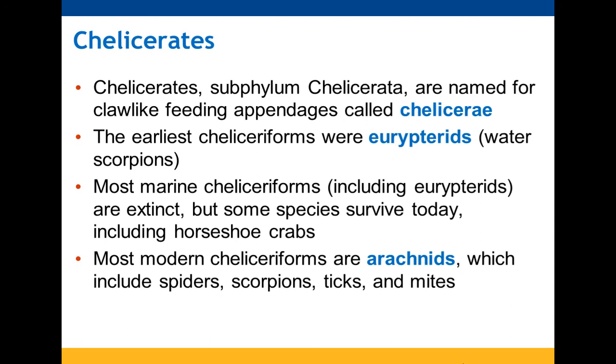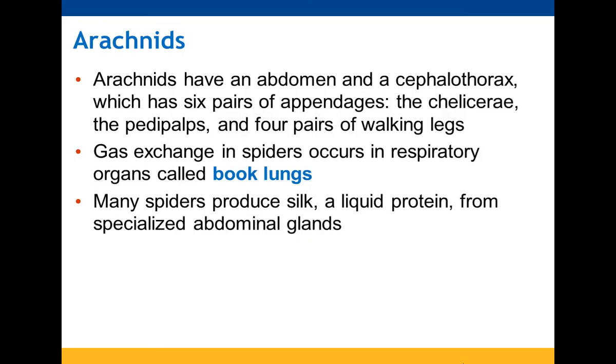Most of the marine ones are extinct, but one that does still exist today is the horseshoe crabs. The modern ones on land are arachnids. Those would be your spiders, your scorpions, ticks, and mites. Arachnids have an abdomen and a cephalothorax, which has 6 pairs of appendages. There's gas exchange through book lungs, which are their respiratory organs, and they are able to produce silk, a liquid protein from specialized abdominal glands.